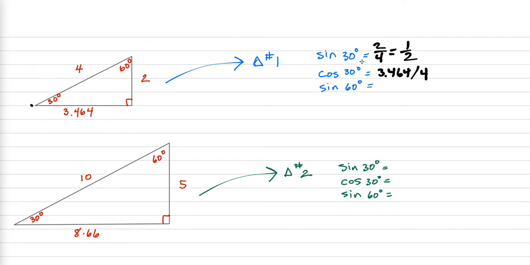Okay. Sine of 60 degrees is also going to be 3.464 divided by 4. Now, if you guys can, type these in on the calculator. So obviously 1/2 is 0.5. What is 3.464 divided by 4? It's going to be close to 1, like 0.8. What is it? 0.866. Perfect.